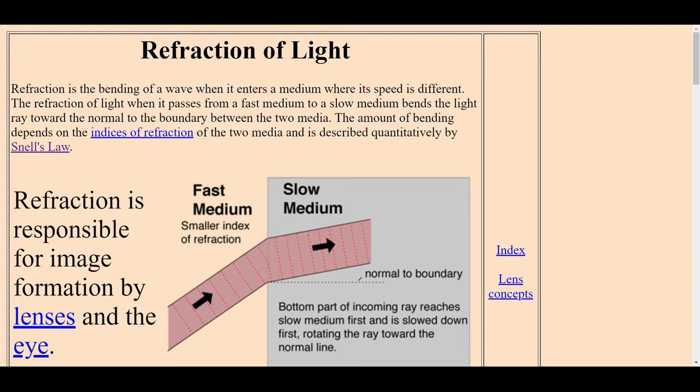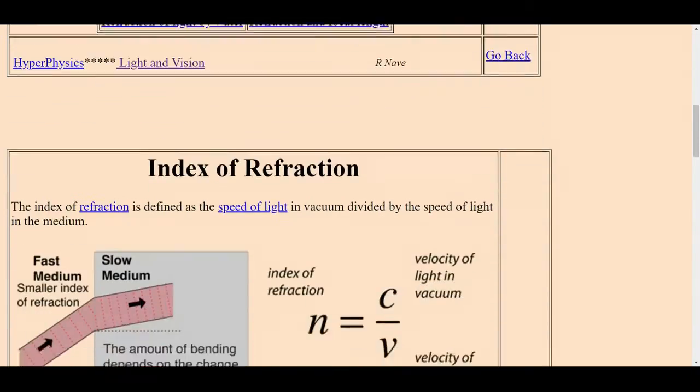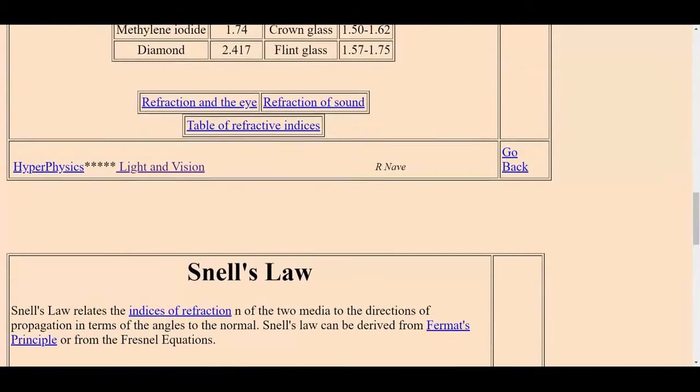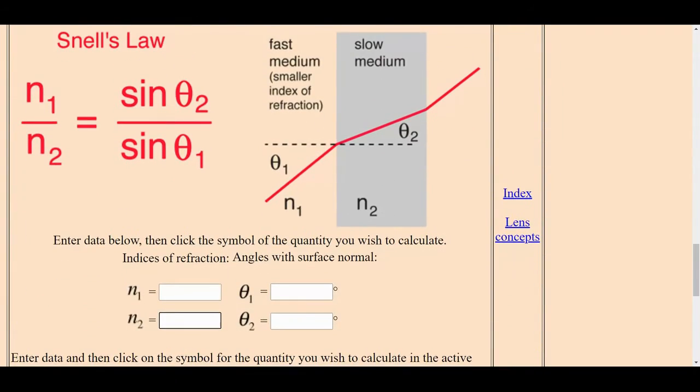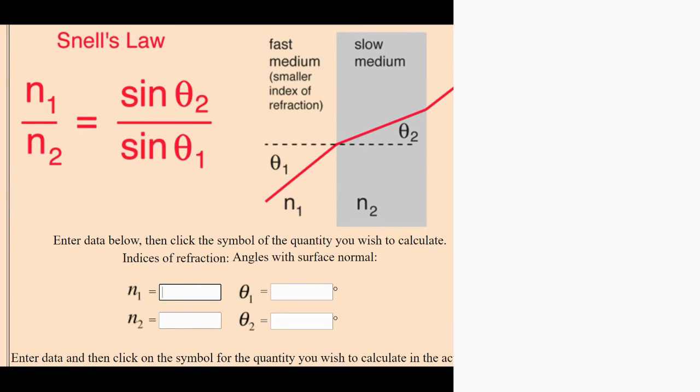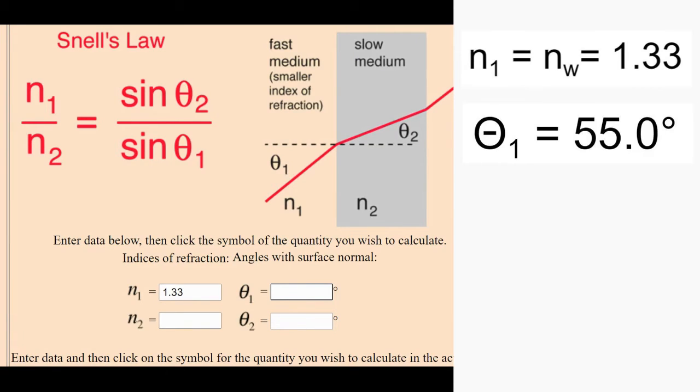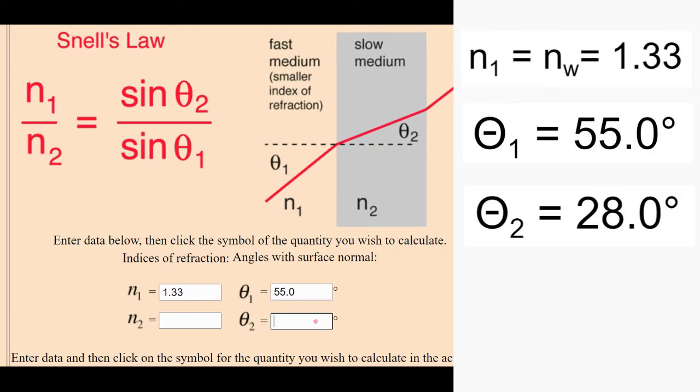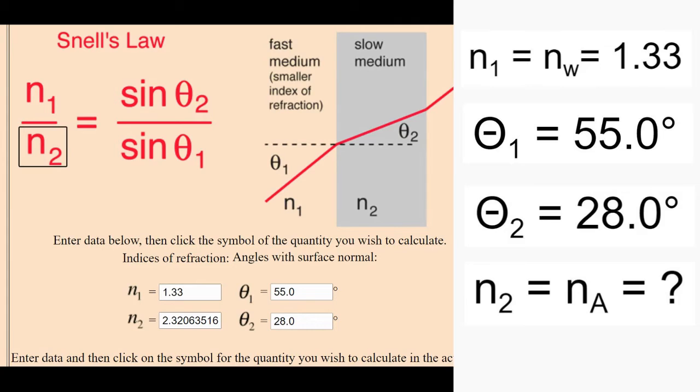There's a great physics website called Hyperphysics that has a Snell's law calculator. I'll include a link to the site in the video description. To do the calculation, we just need to enter the known variables. N1 equals 1.33, Theta 1 equals 55, Theta 2 equals 28, and N2 is the unknown. To complete the calculation, you click on the N2 in the equation, and then it will display the answer. N2 equals 2.3206.